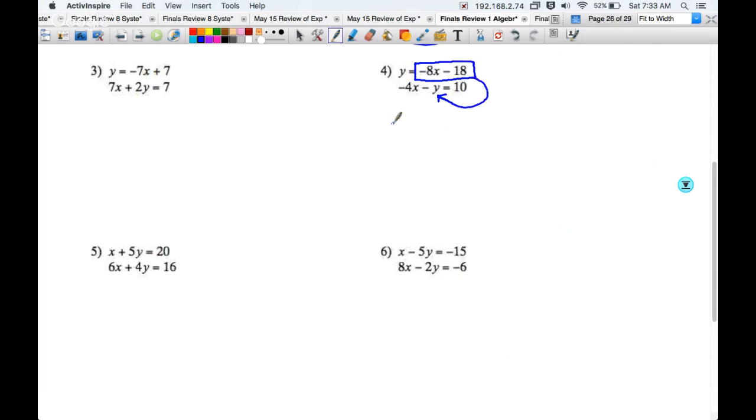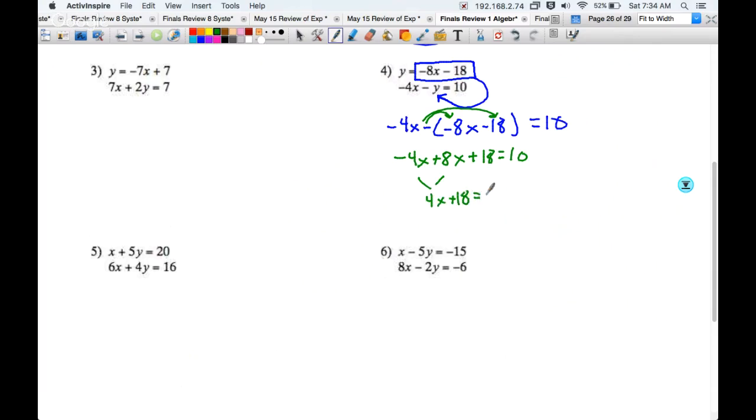I'm going to replace this y here. I have negative 4x minus the quantity negative 8x minus 18 equals 10. So I've rewritten that second equation, but without the y. Instead, this plugged in. This is better. It's got the same type of variable, so they can be combined. Distribute that negative. I get negative 4x plus 8x plus 18 equals 10. I combine some like terms, get 4x plus 18 equals 10.